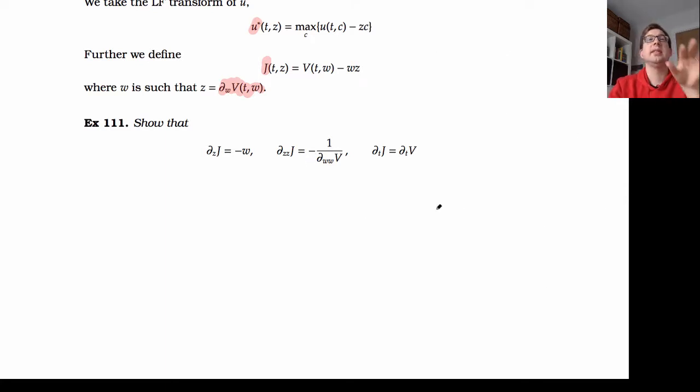As I mentioned in class, there's a bit of a deeper theory here of Legendre-Fenchel transforms and how they work with derivatives and inverting derivatives. I'm probably not going to go into that too much, but I just want to show, through standard calculus techniques, how these results hold.